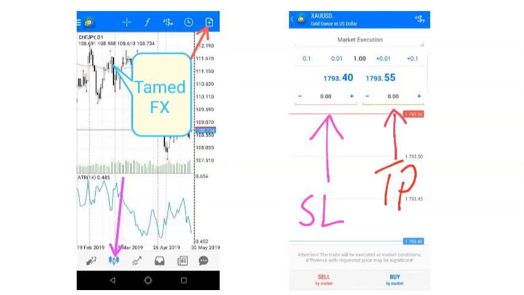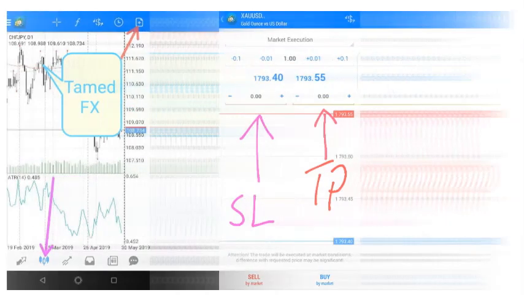So having seen where to insert the take profit, let's now do some practical examples of how to calculate take profit. The box on the right is the space for inputting your take profit, while the space on the left is for putting in your stop loss, which we will see next.